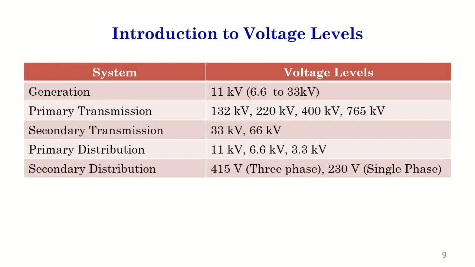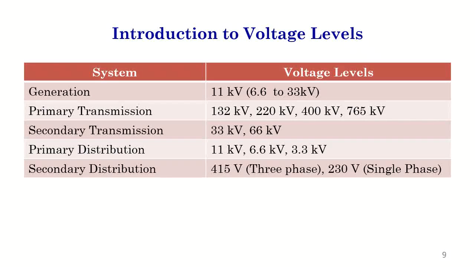Regarding the transmission system, we can divide it into the primary transmission system and the secondary transmission system. In Indian transmission systems, we have 132 kV, 220 kV, 400 kV, and 765 kV. Now we have one more line for 1200 kV also. And regarding secondary transmission systems, we have 33 kV and 66 kV as the voltage levels.